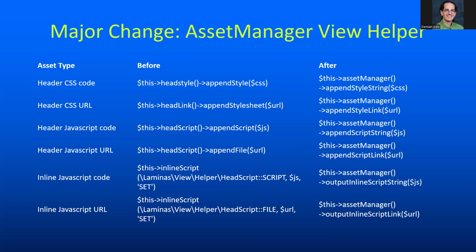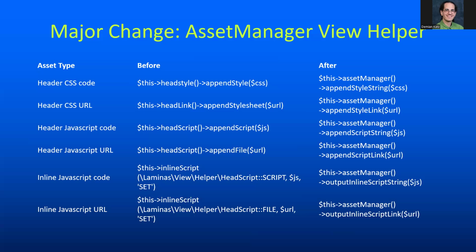The table on screen shows some of the conversions that you'll need to do. Things like if you're using the head style helper's append style method, you instead will want to use the Asset Manager append style string, and so forth. You can also find this table in the changelog on the VuFind wiki if you need to refer back to it in the future.